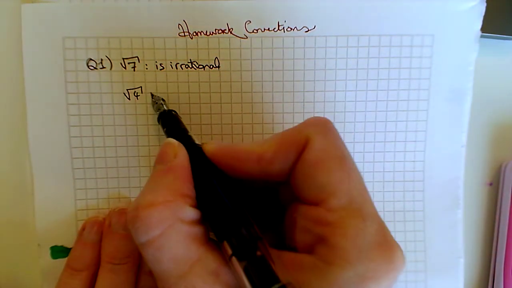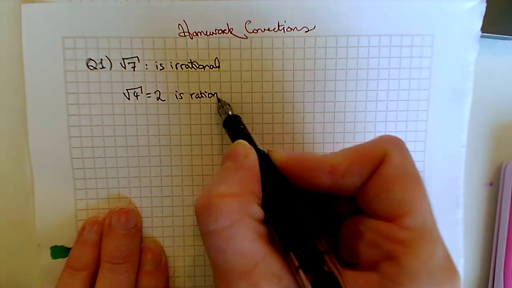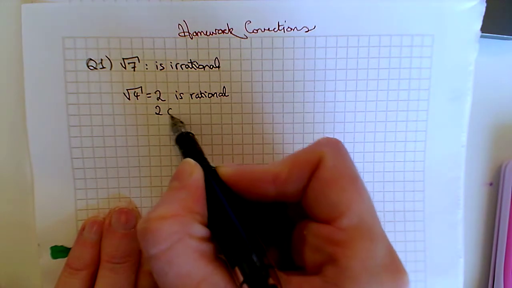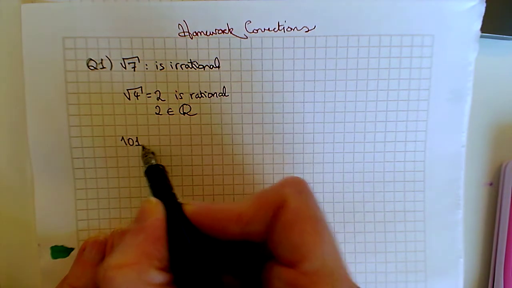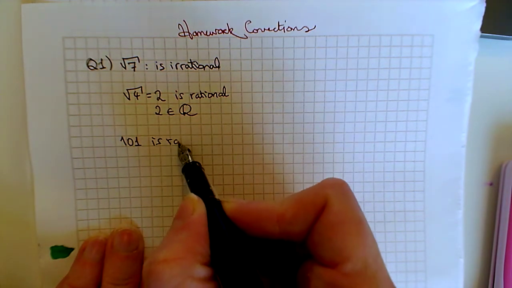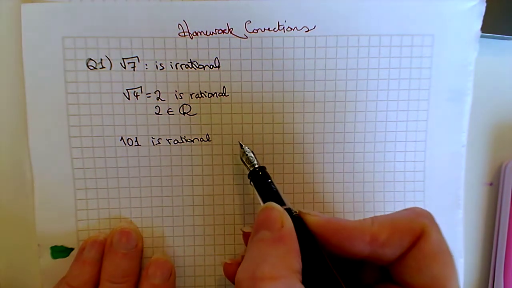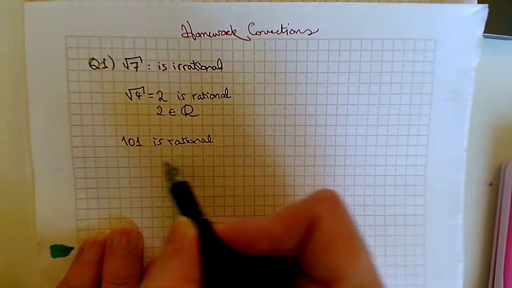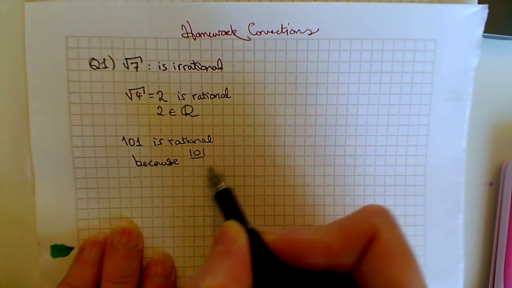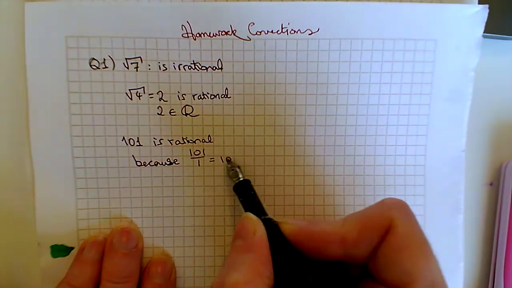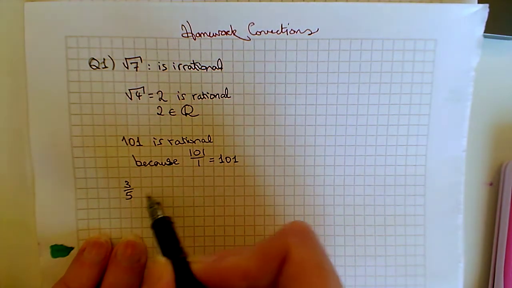The square root of 4, however, will simplify to 2, and that is rational. Okay, 2 is an element of Q. It's a rational number. 101 is rational. Any whole number can also be written as a fraction by just putting it over 1. So if we were asked to give an explanation, we could say because 101 over 1 is the same as that. 3/5 is the very definition of rational.